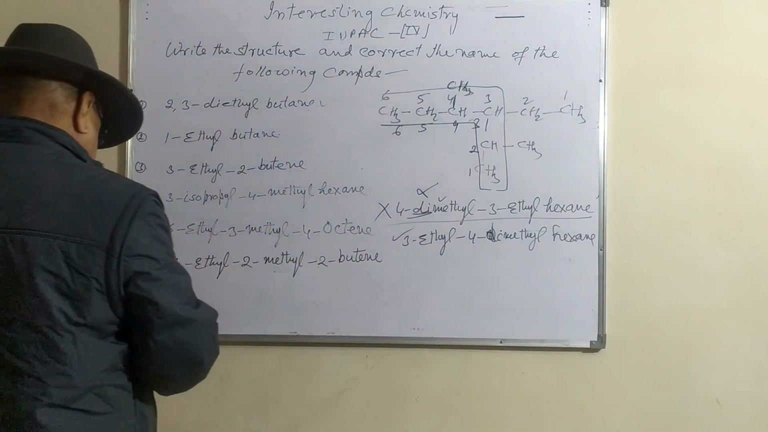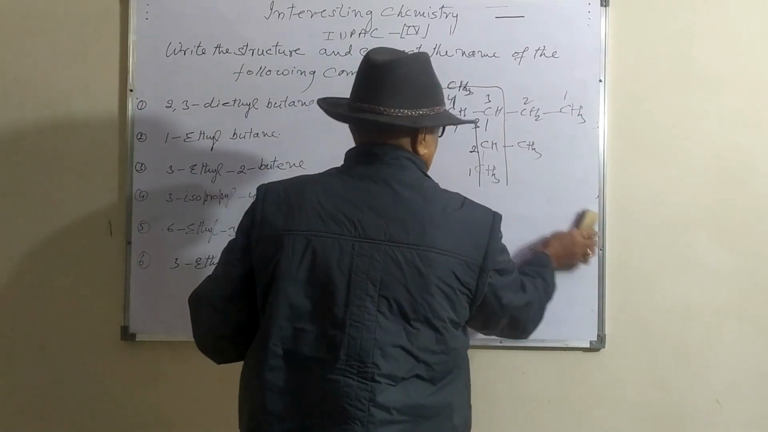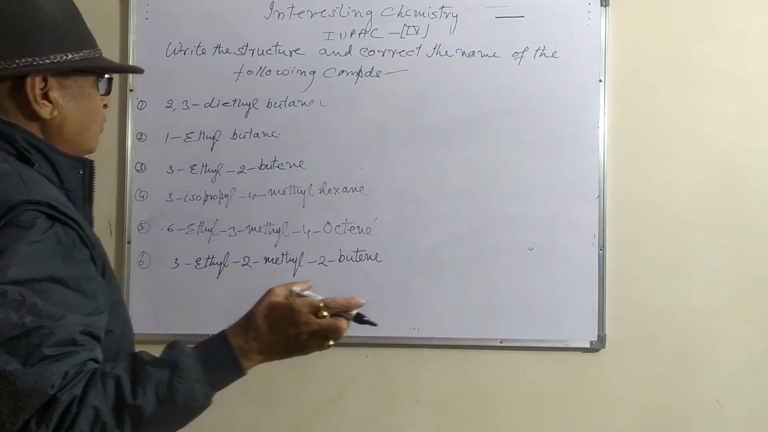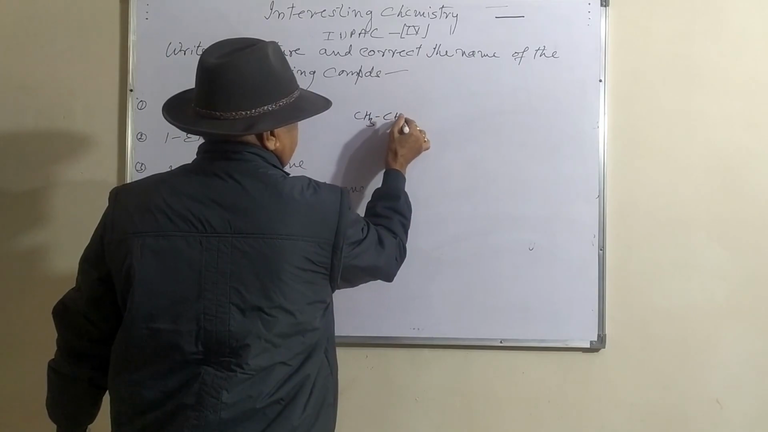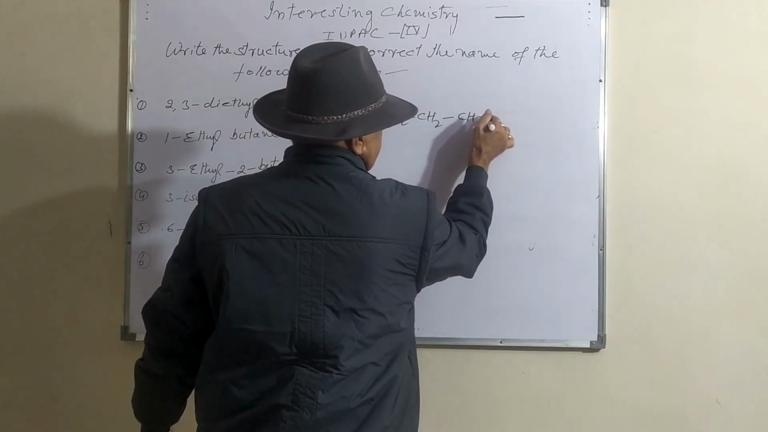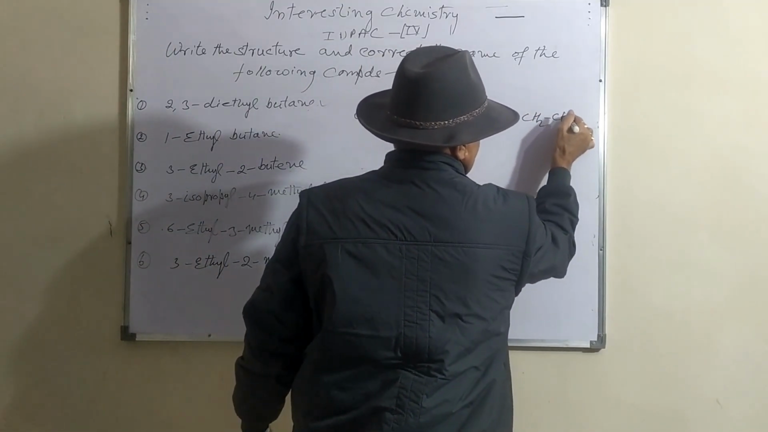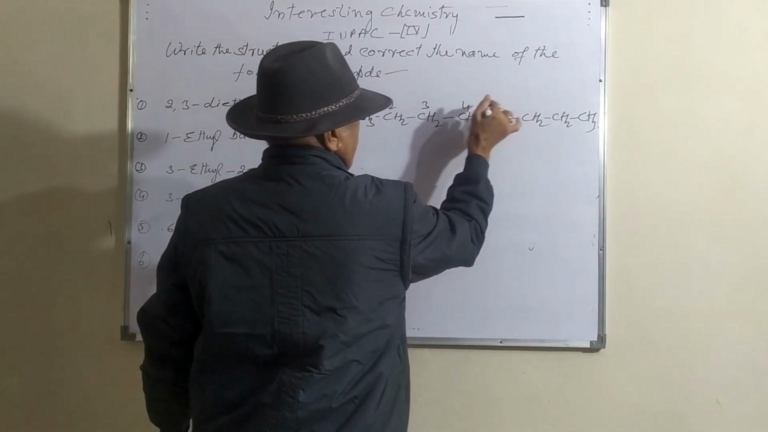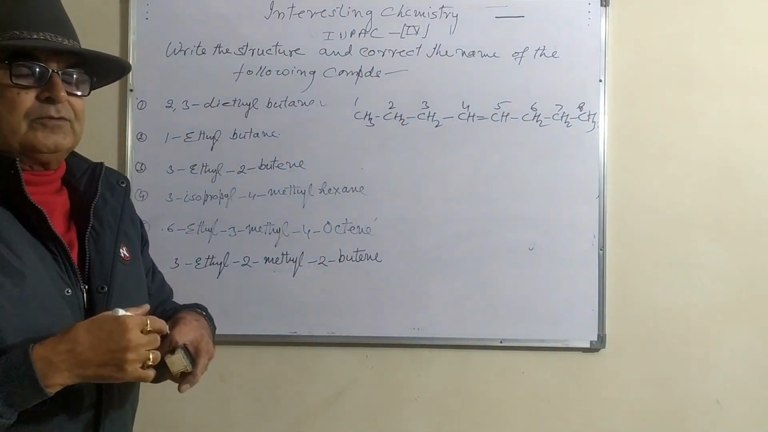Now I come to structure 6, that is 6-ethyl, 3-methyl, 4-octene. So you will write here the structure of octene. There will be 8 carbon atoms in this structure: CH3, CH2, CH, double bond CH, CH2, CH2 and CH3. This is 4-octene, numbered 1, 2, 3, 4, 5, 6, 7, 8.